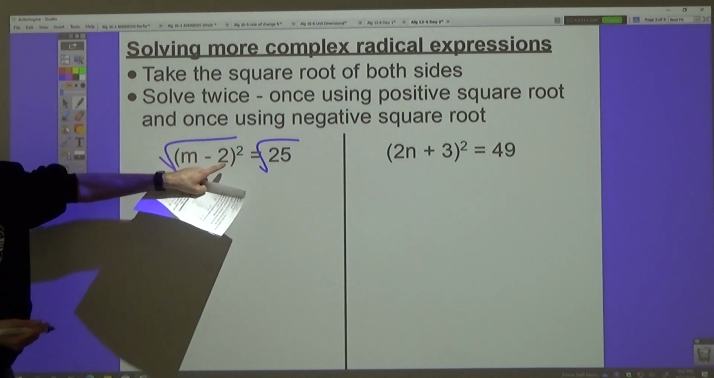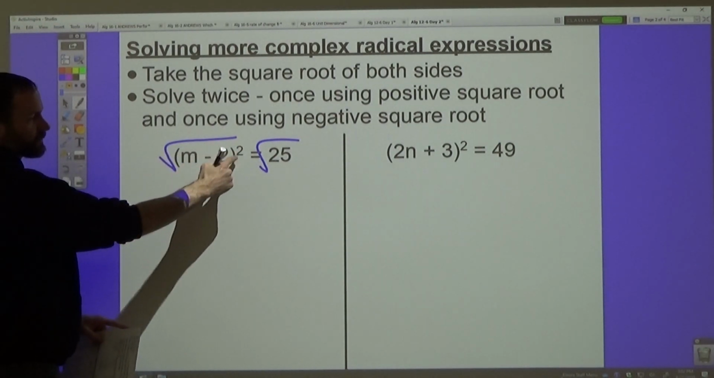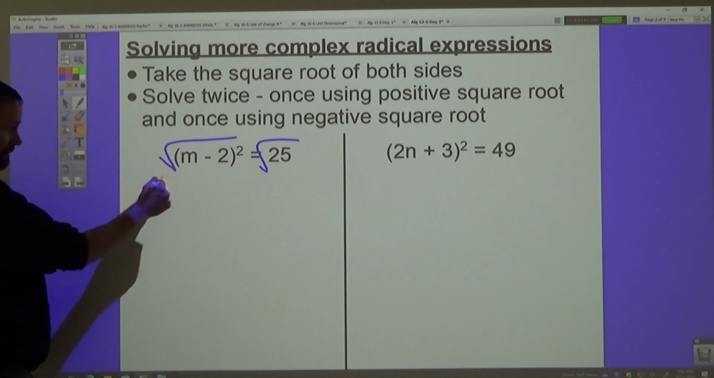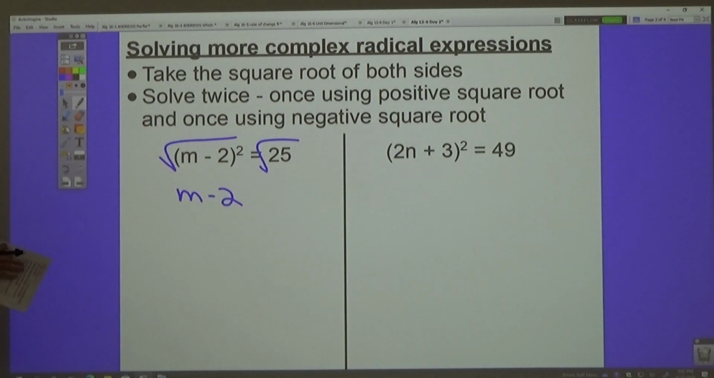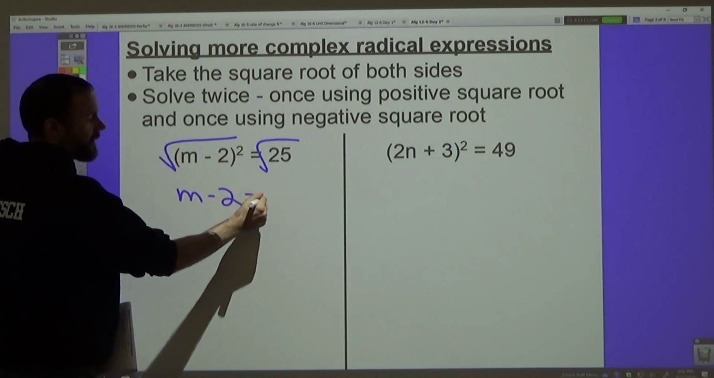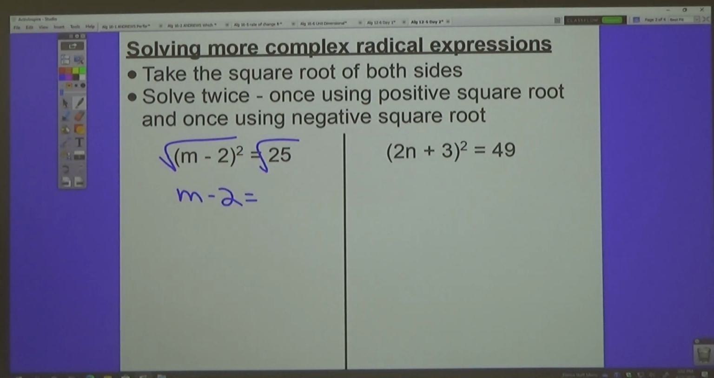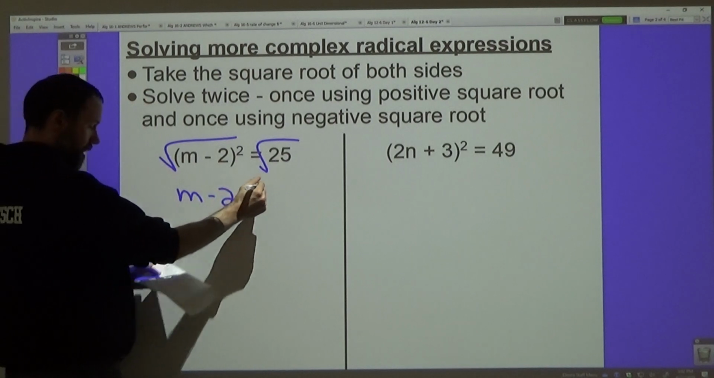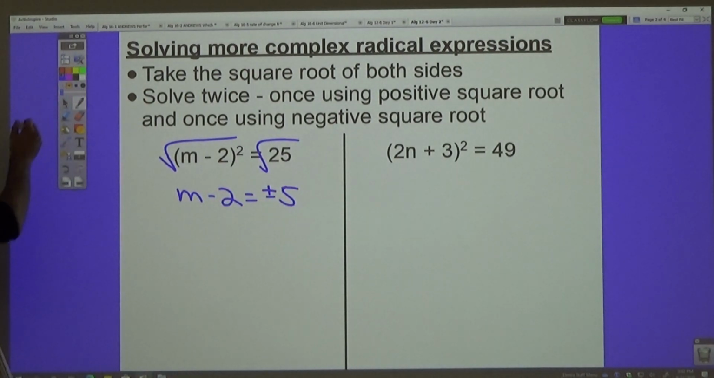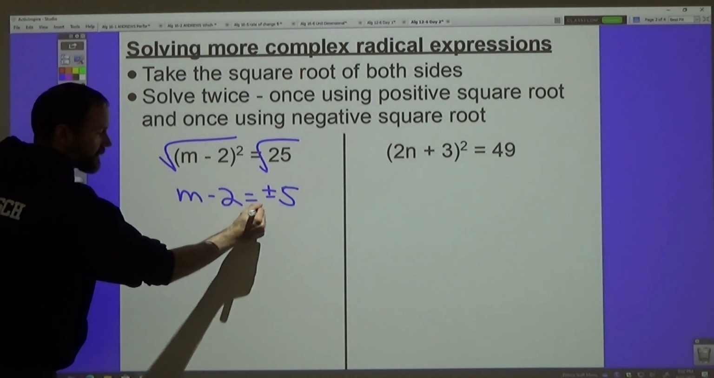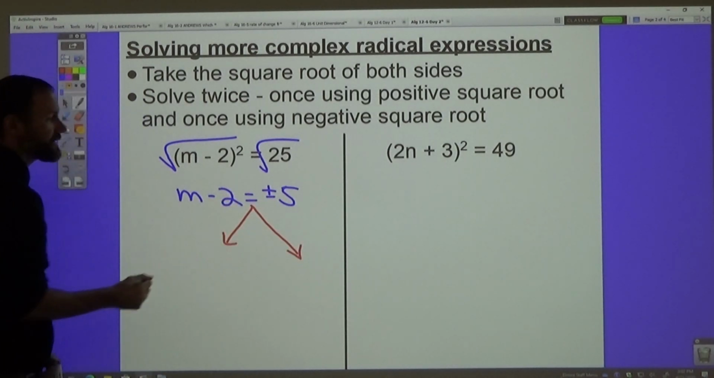When you take the square root of this one, the parentheses will disappear and the squared will disappear. So all we're left with is m minus 2. But on the other side, the square root of 25 is plus or minus 5. Well, here's where it gets a little bit weird. What we want to do from here is break it into two separate problems.